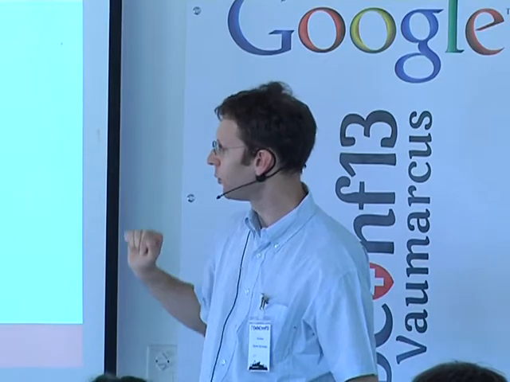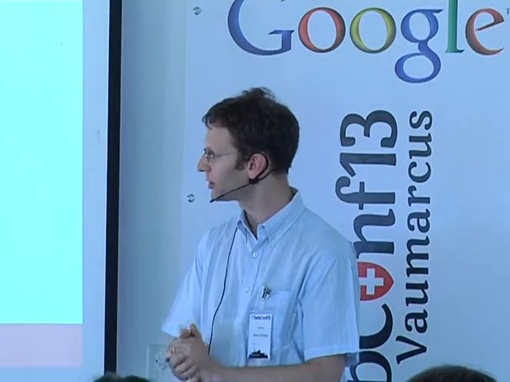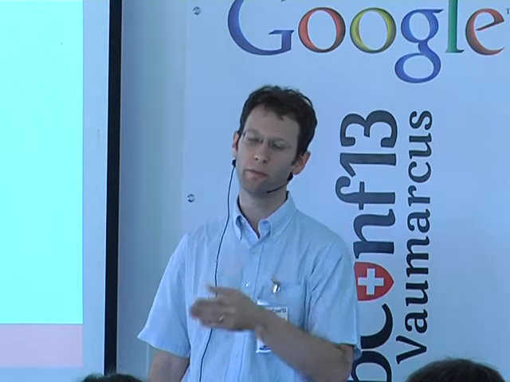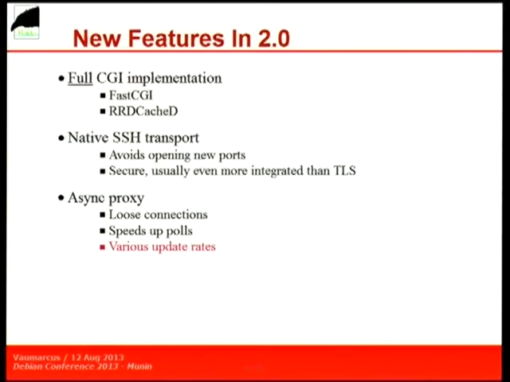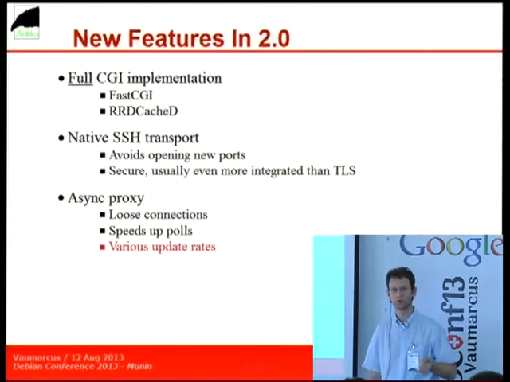One less known thing about the async proxy is it can poll at various update rates. If you have one plugin that says I want to be polled every 1 hour, async will only poll it every hour. And most interesting, if you have a plugin that says I want to be polled every 10 seconds, async will poll it every 10 seconds and still send all the data back to the Munin update every 5 minutes. So you won't have real-time information, but you have very precise information.